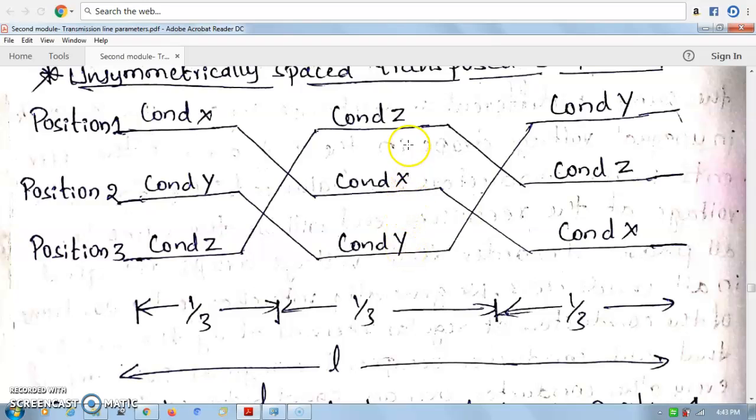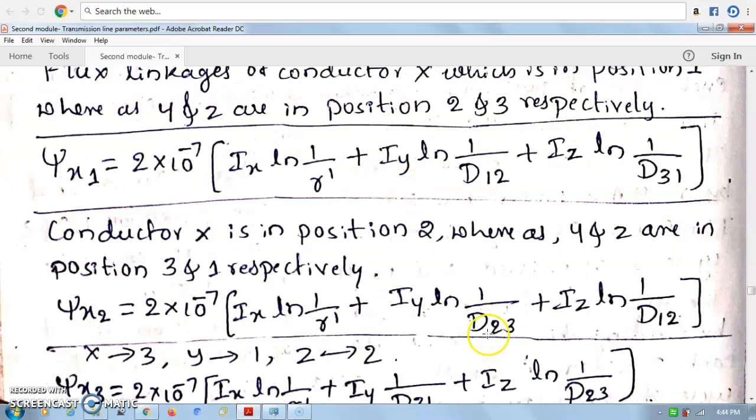Right. Next, the flux due to the Z conductor on the X conductor. You have to take the distance here as 1, 2, 3. Don't take it from X conductor to Z. It should be in order, the distance from position 1 to 2. Therefore, 1 divided by D 1 2. See here, due to the Y conductor, 1 divided by D 2 to 3. Next, for the Z conductor, D 1 to 2.